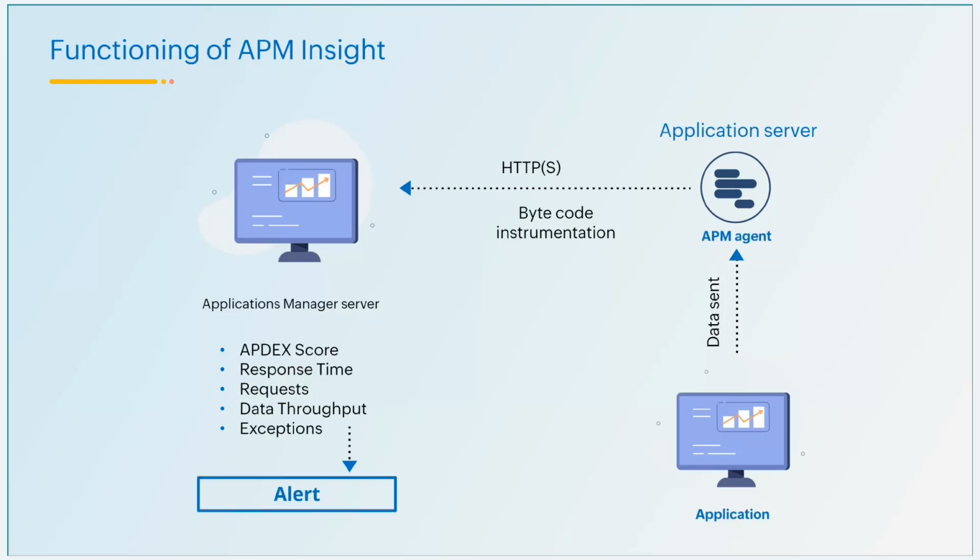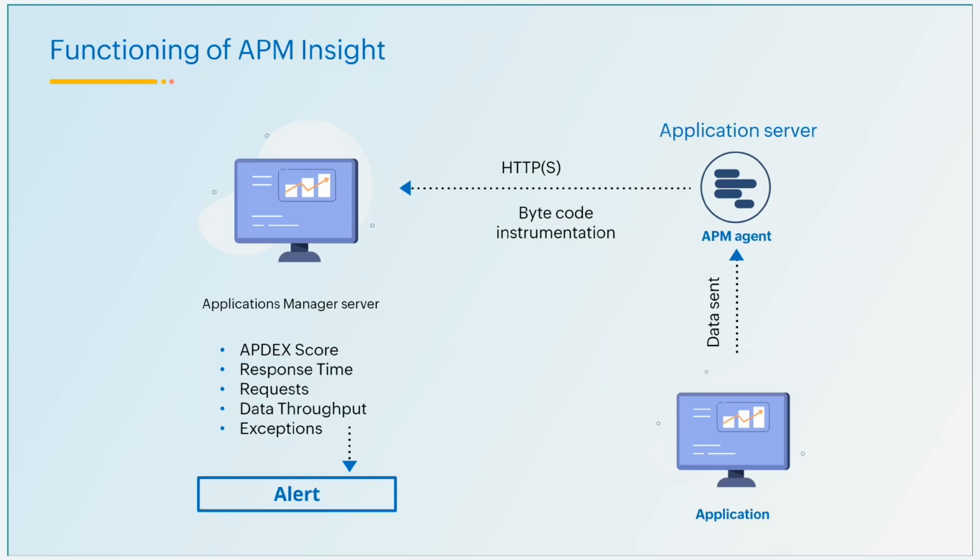Let us see the functioning of APM Insight monitoring. Application performance monitoring is a tool that uses an agent for monitoring the application. The initial step involves deploying the agent onto the servers where your actual applications are running. These agents are responsible for gathering the performance data and transmitting it to the Applications Manager for analysis.